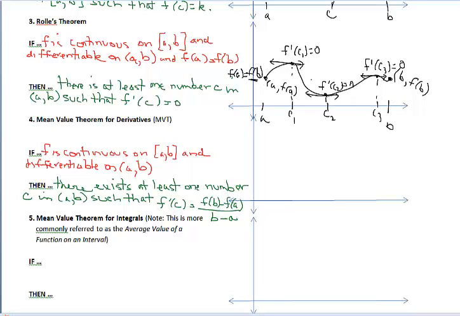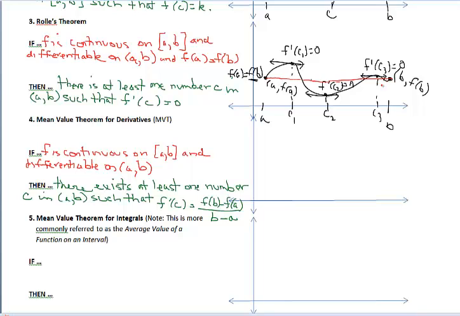Alright, so we're guaranteed, if the endpoints have the same y value, and just think about that. If the endpoints have the same y value, let me change colors here. If I drew straight across from one endpoint to the other, look at the average rate of change from A to B. The average rate of change is 0.